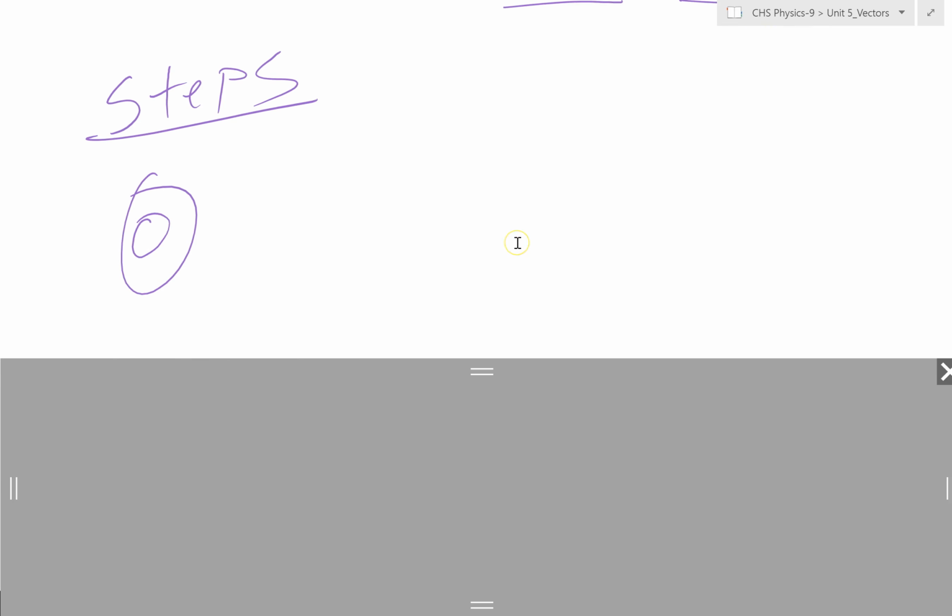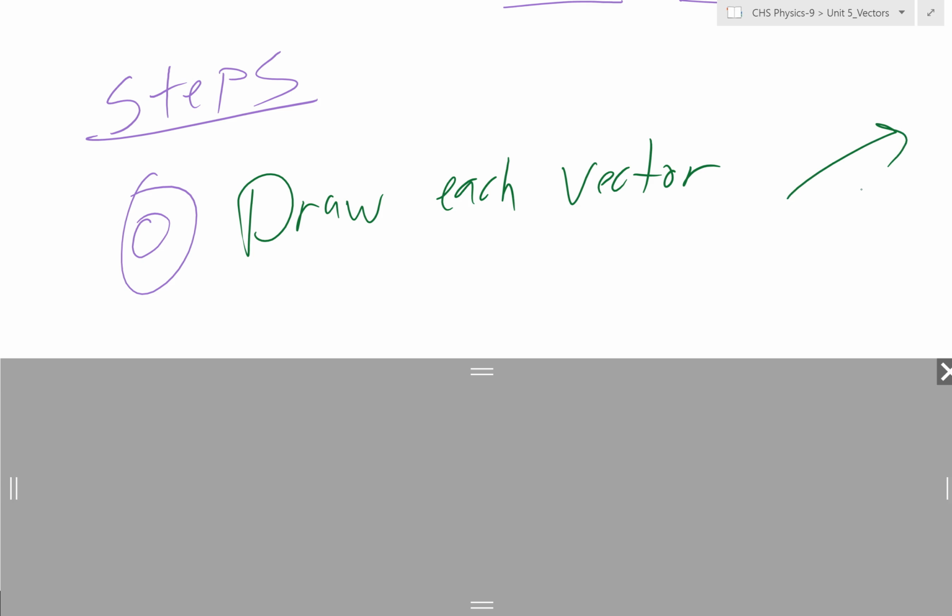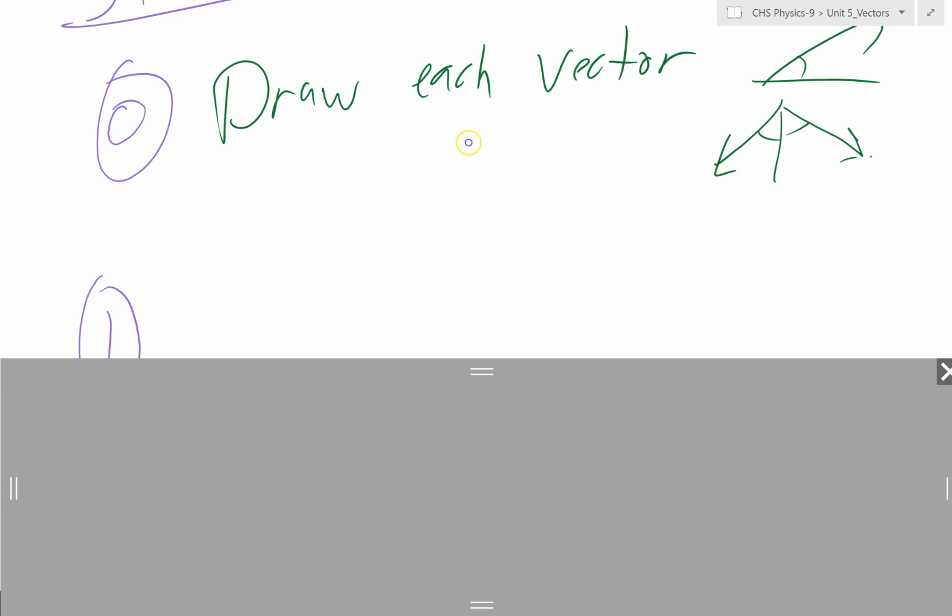In order to do this, there are some steps that I'm going to have you write down to help you organize your thoughts. Step 0, you're going to draw each vector. I want you to do that because sometimes you might have one going this way, one like this, one like this. And you're going to want to make sure that your angles are drawn correctly as well. So that's your first step.